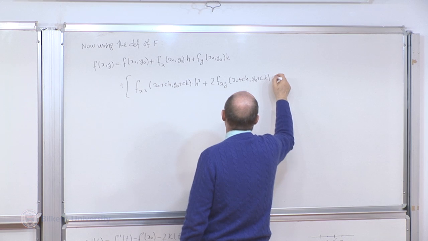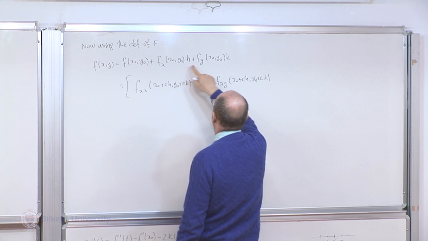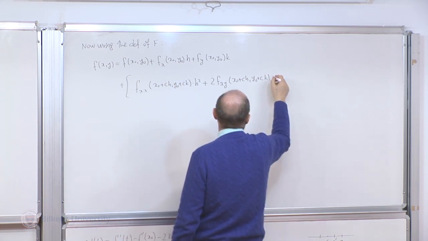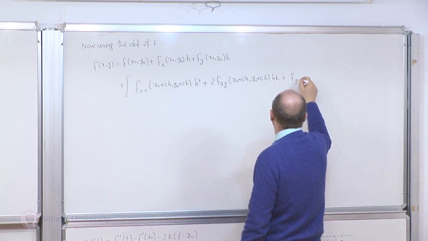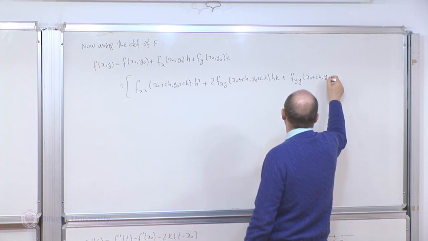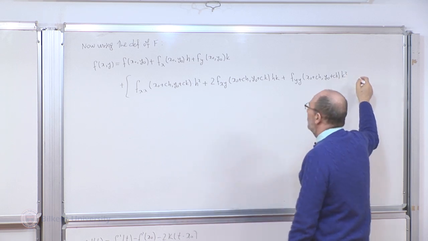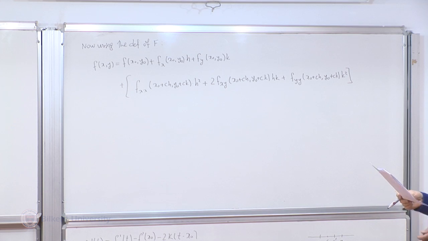I'll multiply them. Okay, so here I take the derivative with respect to x, it will be hk. Here I take the derivative with respect to y, I'll have kh, so this is hk, plus f_yy at (x sub 0 plus ch, y sub 0 plus ck), k squared. Okay, so this is what we have.